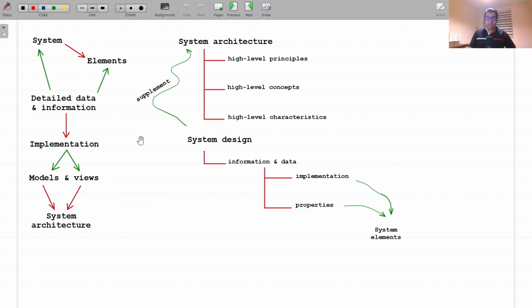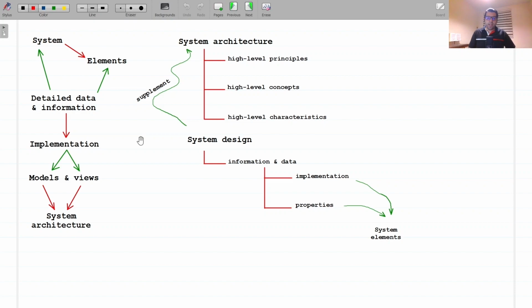The purpose of the design definition process is to provide sufficiently detailed data and information about the system and its elements to enable the implementation consistent with architectural entities as defined in models and views of the system architecture. System architecture deals with high-level principles, concepts, and characteristics represented by general views or models excluding details. System design supplements the system architecture, providing information and data useful and necessary for implementation of the system elements.